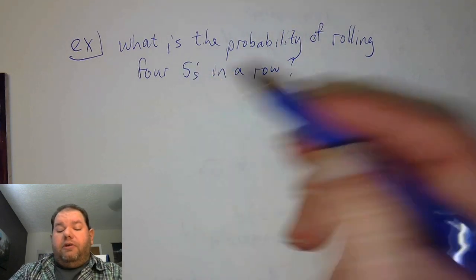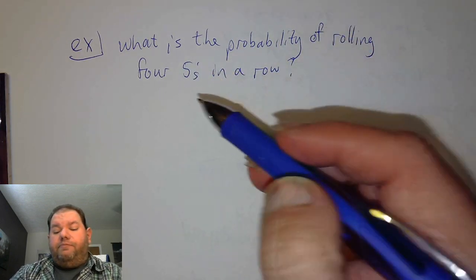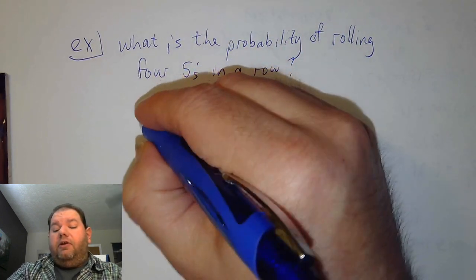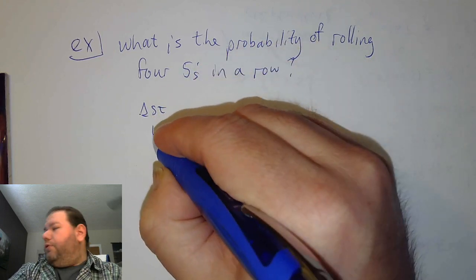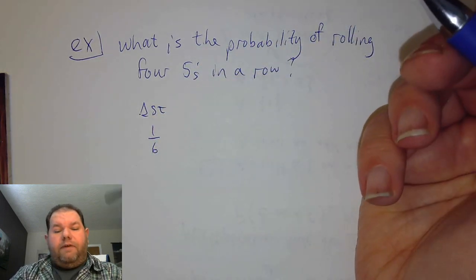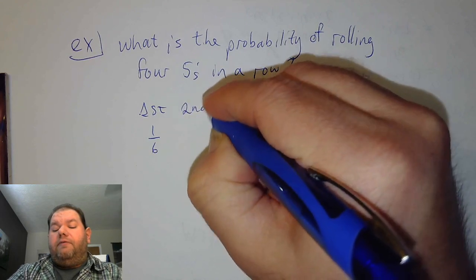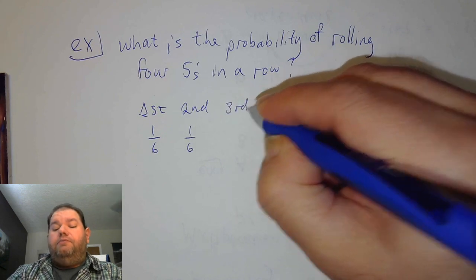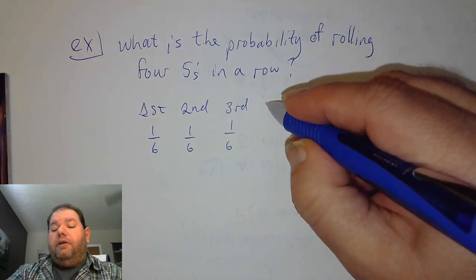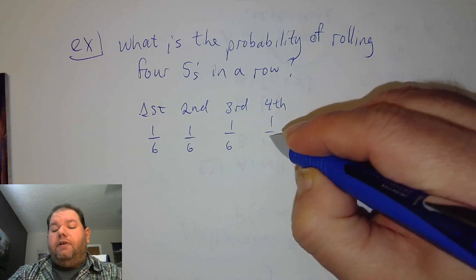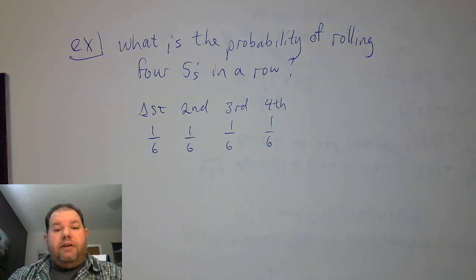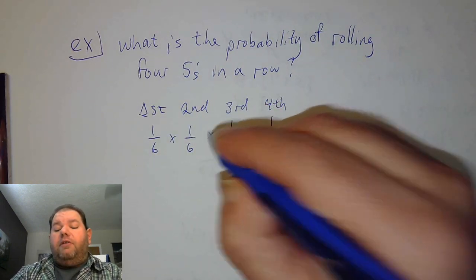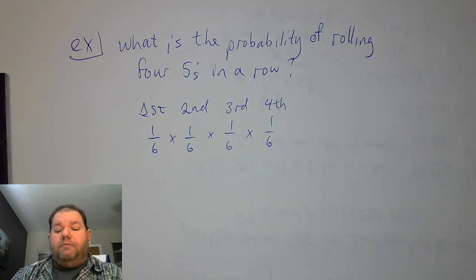So, again, there's a single 5 on each die, and there's 6 total outcomes. So in our first roll, we have a 1 in 6 chance of rolling a 5. On our second roll, we have a 1 in 6 chance of rolling a 5. Third roll, 1 in 6 chance. And fourth roll, 1 in 6 chance. We have a 1 in 6 chance every time. And now what the multiplication rule says, as long as these events are independent, we can multiply them together and get our probability.